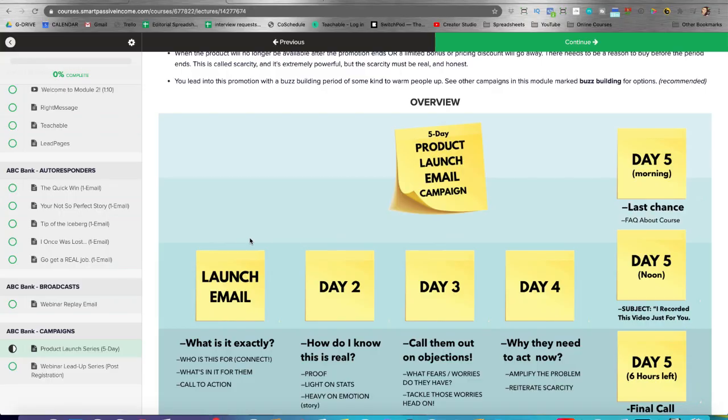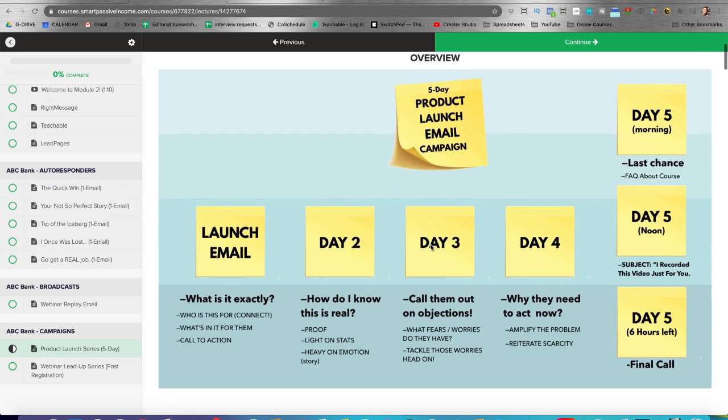Okay. So let me take you through this sequence. Here's the overview. You'll launch your product, right? Maybe there was a webinar before, maybe it's just an email launch or what have you. You've hyped it up. Let's start at the launch moment. Your launch email goes out. What is it exactly? This is what we need to talk about in your launch email.